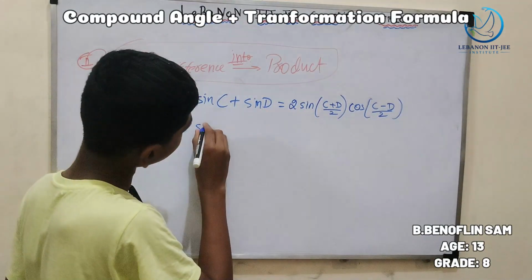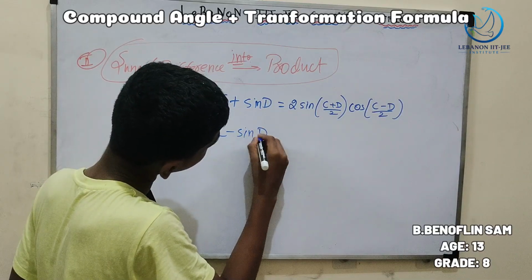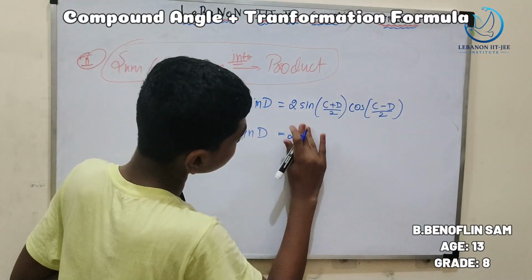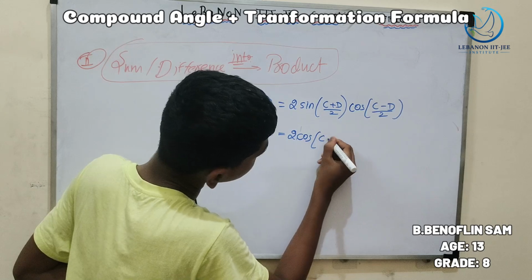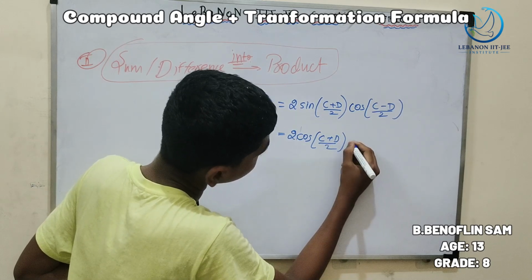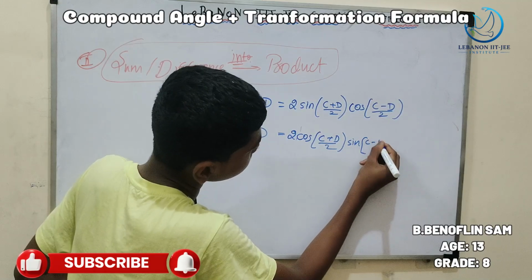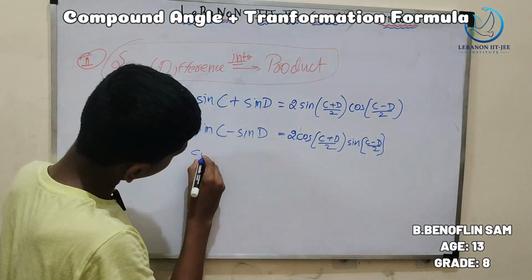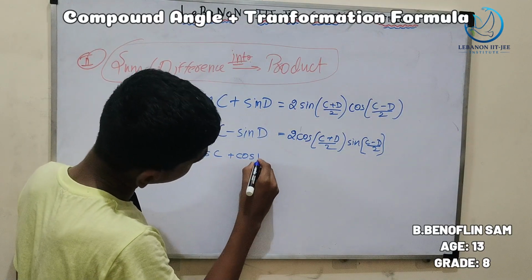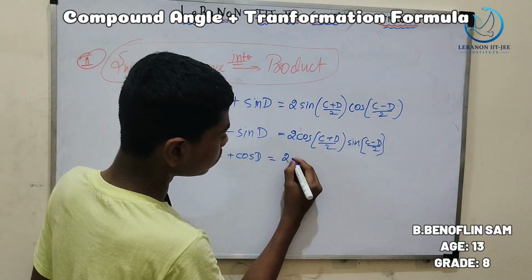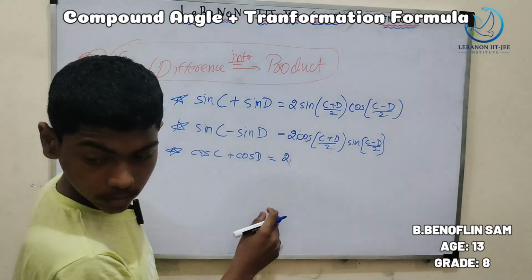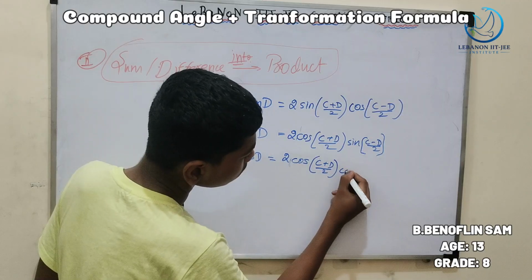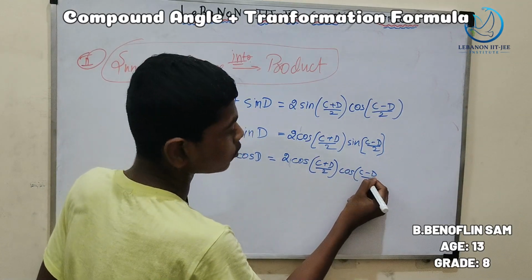Here the second one is sine C minus sine D. This is equal to 2 cos (C plus D)/2 into sine (C minus D)/2. Right, okay. So cos C plus cos D is equal to 2 cos (C plus D)/2 into cos (C minus D)/2.